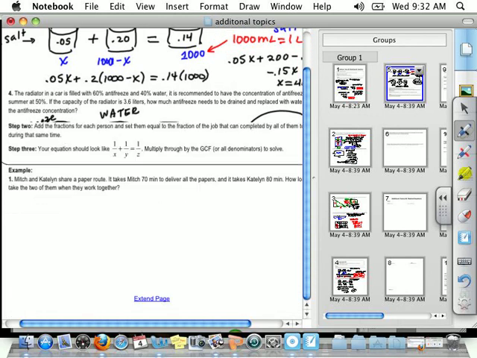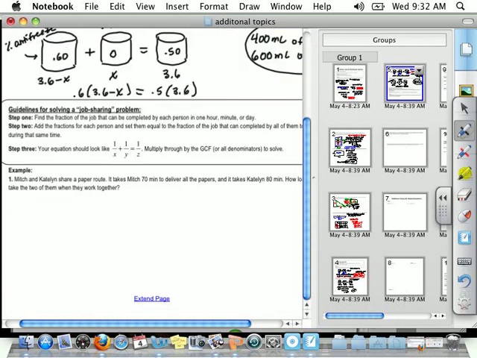Okay, and the last stuff I want to talk about is the job sharing, and I'll let you guys start on your homework. So it says guidelines for solving a job sharing problem. Step 1, find the fraction of the job that can be completed by each person in 1 hour, a minute, or a day, so whatever time period you're talking about. Step 2, add the fractions for each person and set them equal to the fraction of the job that can be completed by all of them. Your equation should look like 1 over x plus 1 over y equals 1 over z. We've done these before. Do you guys remember these?